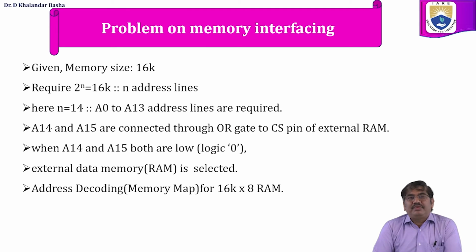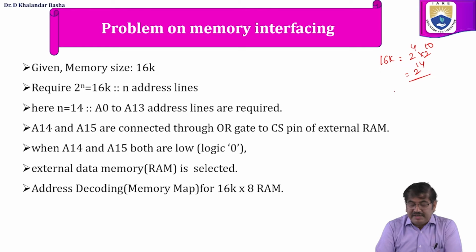Now in the problem, the given memory size to interface is 16K. We will represent that 16K in terms of 2 to the power of n. We will find n, where n specifies the number of address lines. The 16K we can write as 2 to the power of 4 into 2 to the power of 10, which is equivalent to 2 to the power of 14, which indicates that 14 address lines are required.